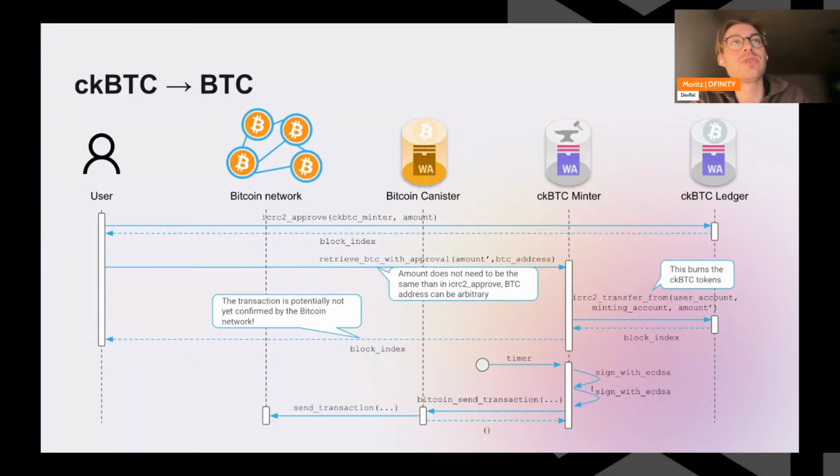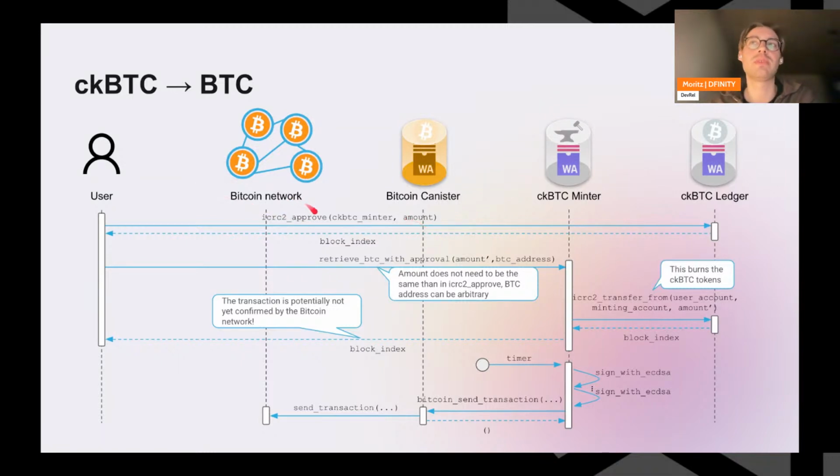So the first thing you do is that you call the ICRC2 approve function up here on the CKBTC ledger that basically gives the CKBTC ledger the approval to spend CKBTC on your behalf. Of course, for this, you have to specify an amount. So how much do you want to approve the CKBTC ledger for? Usually that's exactly the amount of CKBTC that you want to convert into Bitcoin, but it can be more. Doesn't really matter.